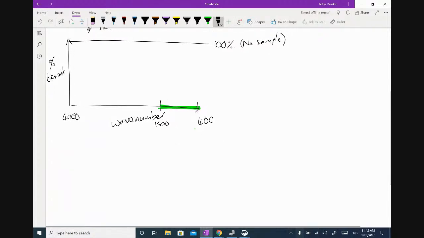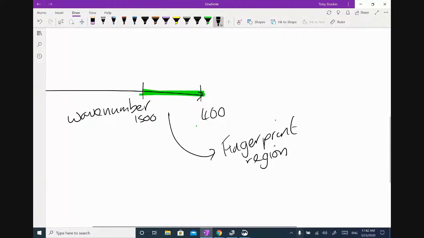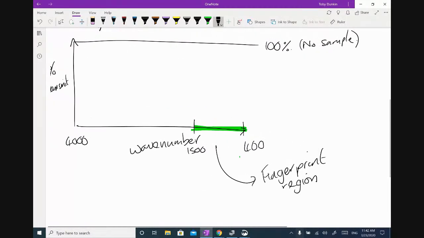And this region here, pause the video. That way you can have a go and see if you can remember what this particular region is called. And then you can unpause it. It's called the fingerprint region. Now the fingerprint region is named literally, it's describing what it's used for.